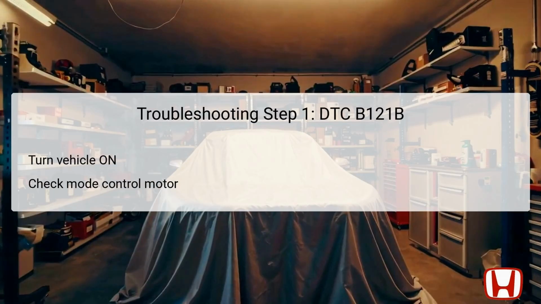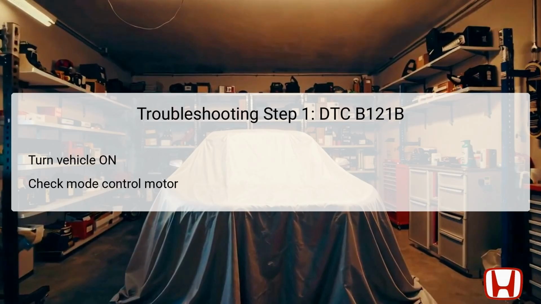The first step in the troubleshooting process for DTC B121B involves preparing the vehicle for diagnostic inspection. Start by turning the ignition to the on mode without starting the engine, as this allows the climate control unit to energize and the mode control motor to be assessed efficiently. Once in this mode, visually inspect the mode control motor and its connections carefully. Ensure that the connectors are secure and that there are no visible signs of damage to the wiring.